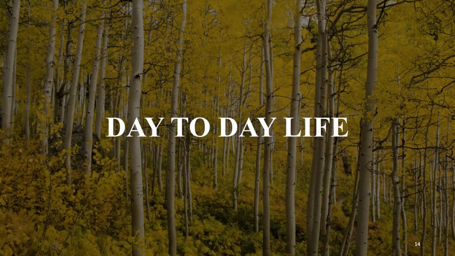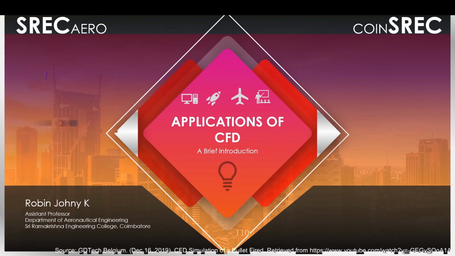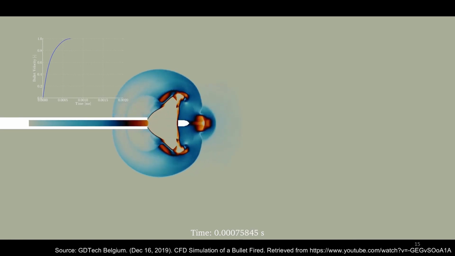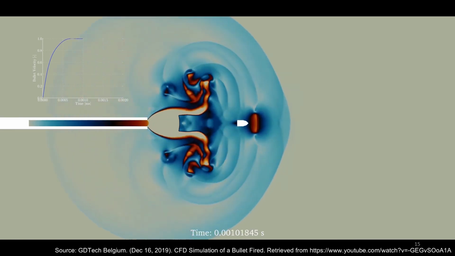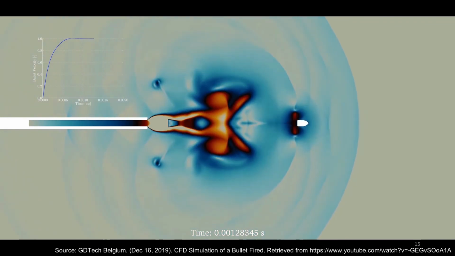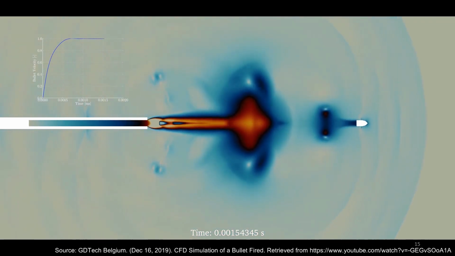On to our day-to-day life. This is just to show you how CFD finds applications in the most unprecedented situations. Here you can see the simulation of a bullet being fired down the barrel of a gun in slow motion. You can see the pressure wakes the bullet leaves behind.